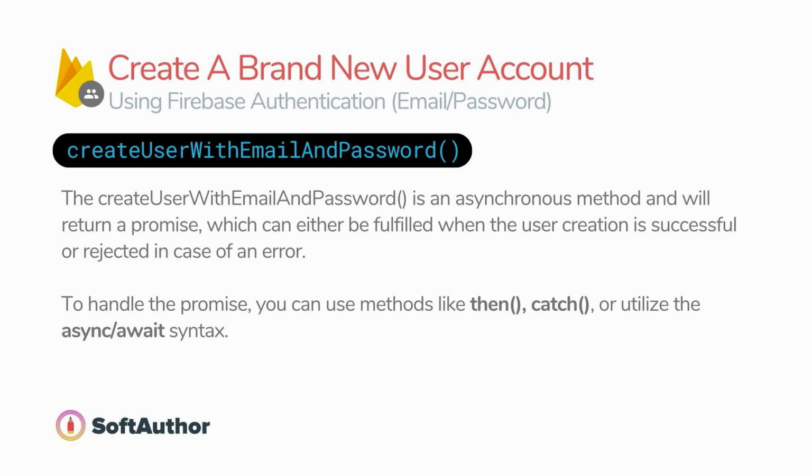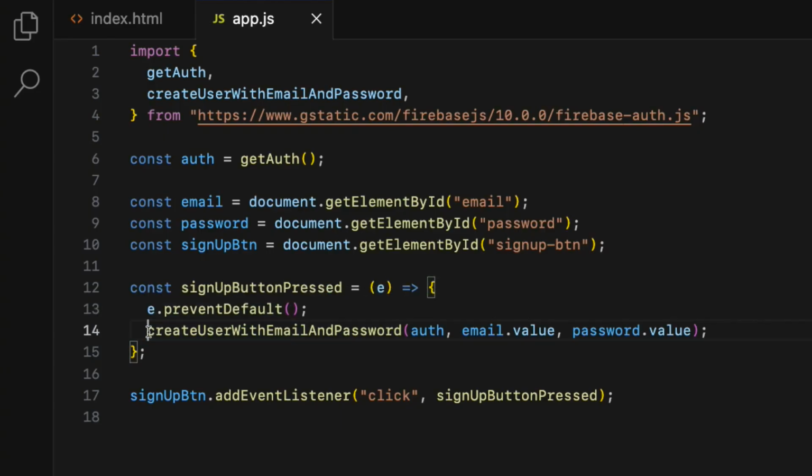To handle the promise, I can either use then catch block or async await syntax. I'm going to use async await syntax in this case because it is cleaner and the recommended way of handling a promise these days. In order to handle a promise using async and await, type the await keyword in front of the create user with email and password function, like so.